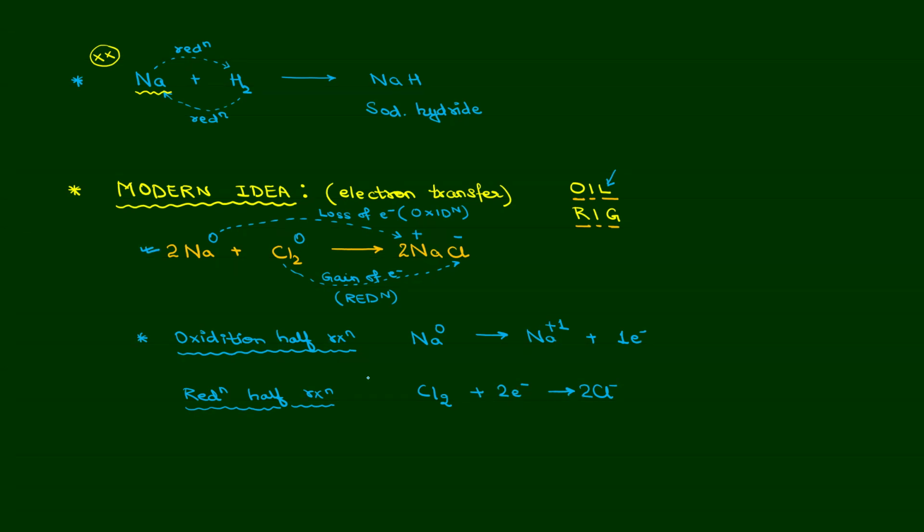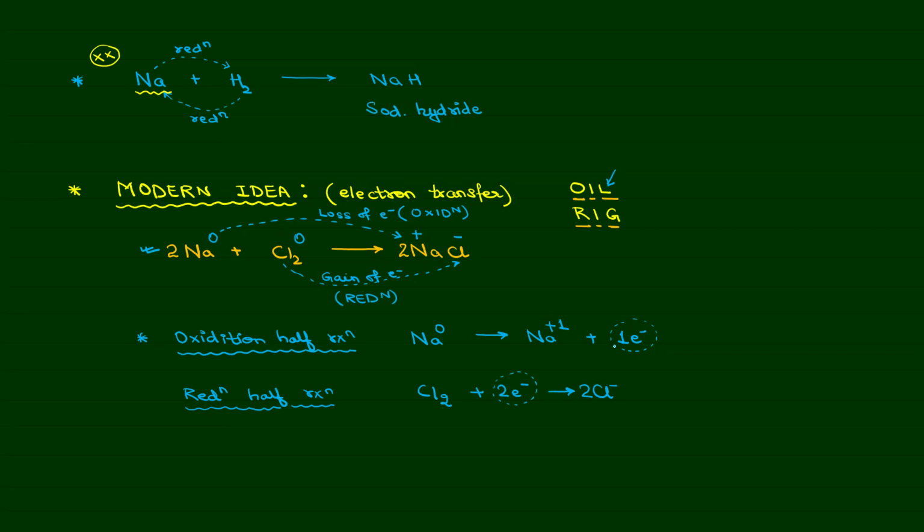Now, if you observe, sodium is losing only one electron, but the Cl2 is gaining two electrons, meaning the loss and gain is not balanced. So this violates the law of conservation of energy, which states that energy can neither be created nor destroyed. It can only be transferred from one form to another.